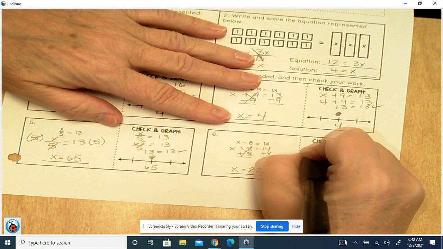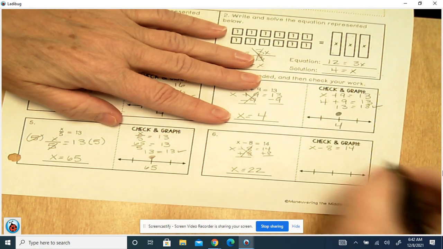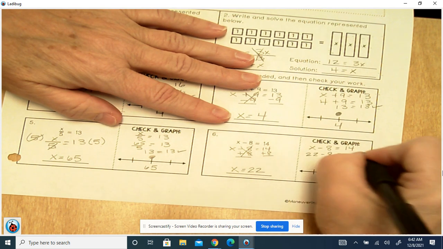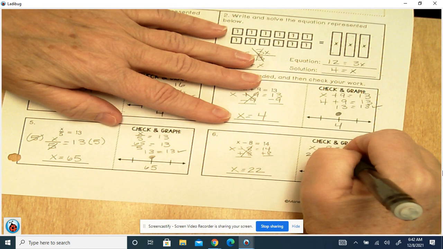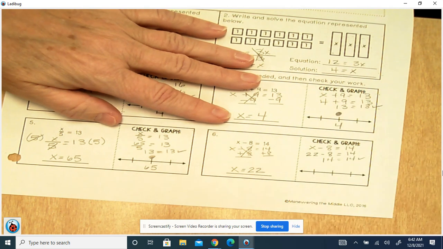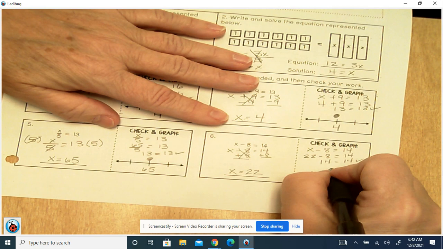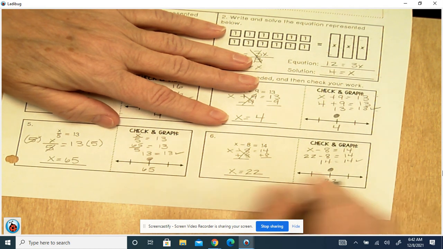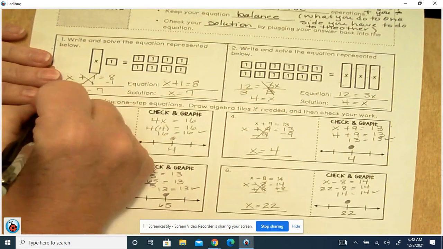To check, we've got x minus 8 equals 14. Put that 22 where x is, because that's what x equaled. 22 minus 8 is 14. 14 equals 14. So that's correct as well. So equal sign is a closed circle, and I'm saying that for when we get to inequalities. We got 22. Same.